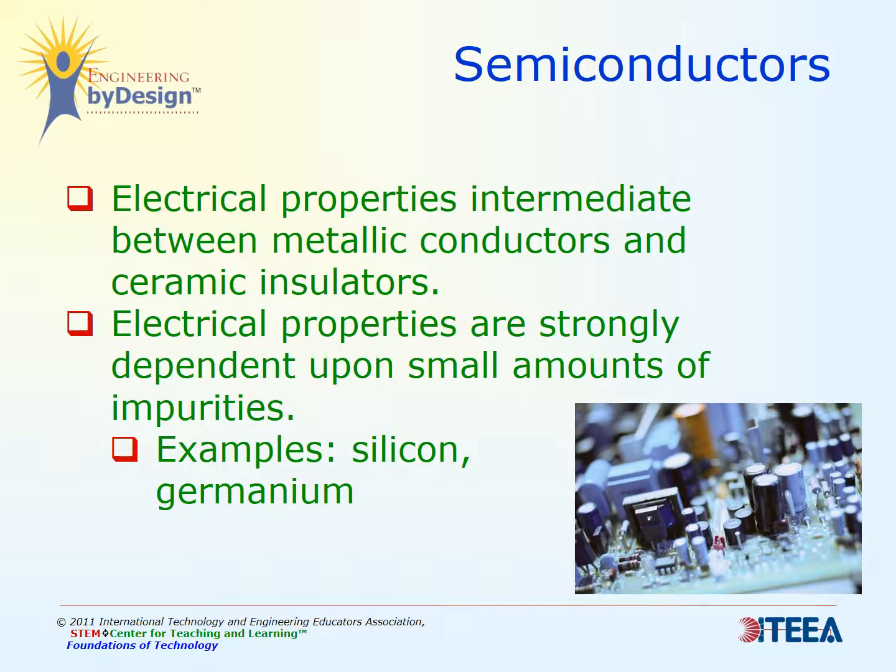Semiconductors. The electrical properties are intermediate, so they're between metallic conductors and ceramic insulators. The electrical properties are usually strong. They do have some small amount of impurities, but very good electrical properties normally. Examples are silicon and germanium.